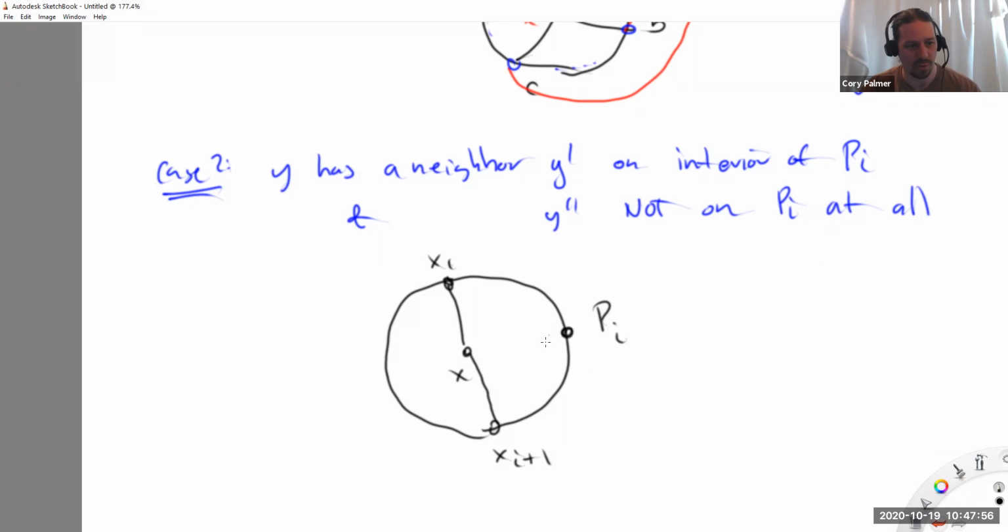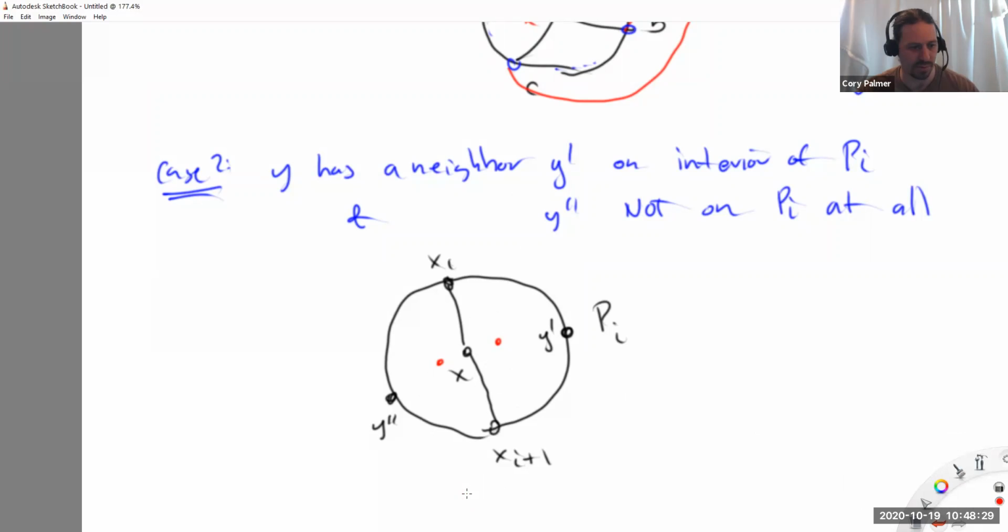Y has a neighbor Y prime that's on the interior of Pi, and a neighbor Y2 prime, which is not on that path. Now, this is going to be problematic because then how would I ever embed Y into my graph? It's going to be impossible, because I'm going to put it inside of here because it has to be adjacent to X. If I put it here, it can't get to Y2 prime. If I put it over here, it can't get to Y prime, right? Remember the original picture I showed? This scenario will not be planar. I'm not going to be able to solve this one, at least with the picture that I have.